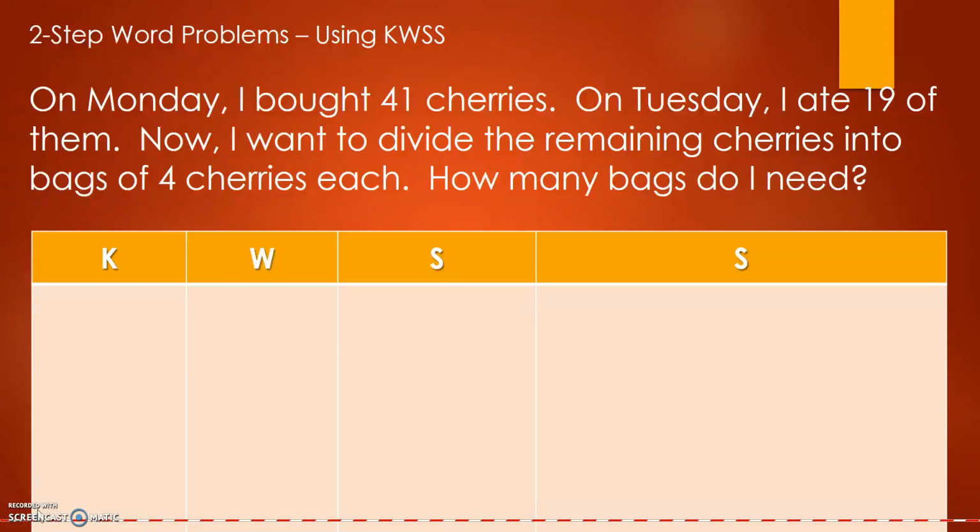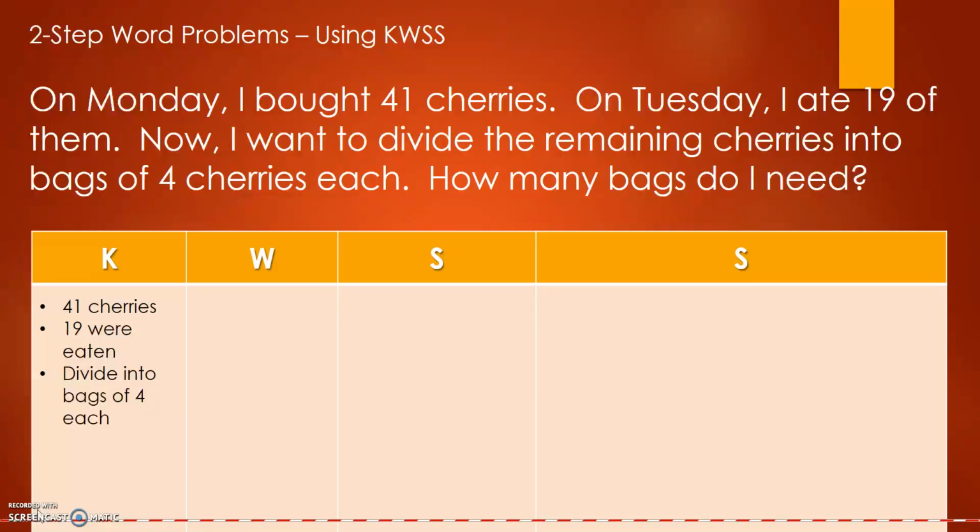Okay, what do I know? I know that there are 41 cherries. I know that 19 of them were eaten. But that's not where it stops. I also know that whatever's left over, I want to divide into bags of 4 each.